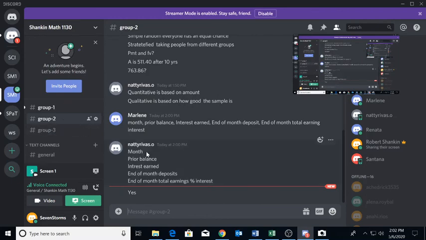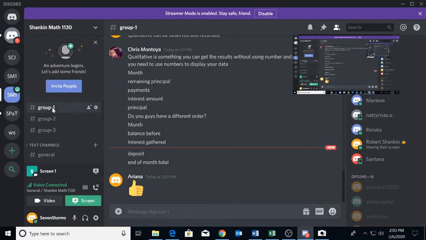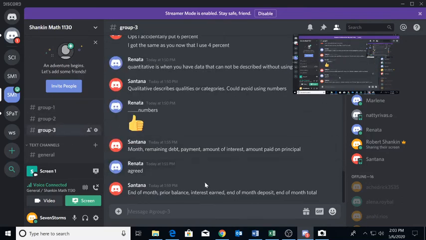All right, now let's come back over here and look at this one. Start with the month. Prior balance, yes, prior balance is going to be 0 when we first start a savings plan. And then you get some interest, and then end of month deposit, and end of month earnings plus interest, yep. Okay, yeah. That's kind of how it's going.